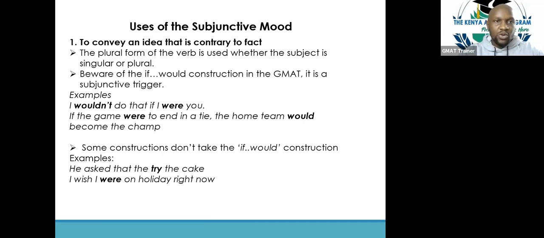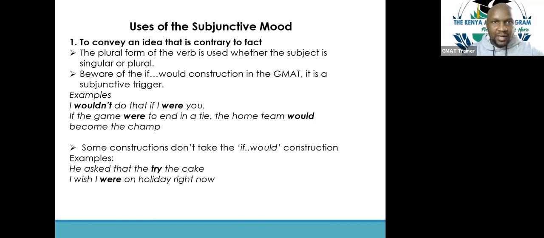So we now look at the uses of the subjunctive mood. Firstly, the subjunctive is used to convey an idea that is contrary to fact. In this case, the plural form of the verb is used whether the subject is singular or plural, as we saw in the previous example and as well in the upcoming example. Also be aware of the if-were construction in the GMAT, which is a subjunctive trigger. For example, I wouldn't do that if I were you.